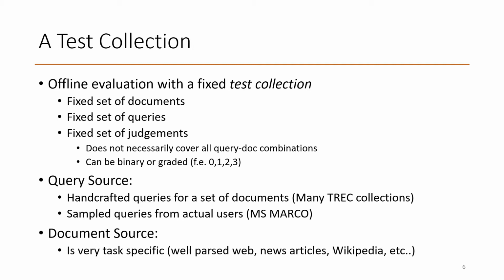The query source can vary wildly, so we can have handcrafted queries from experts for a set of documents that try to probe the collection as diverse and best as possible. Or we can use sampled queries, for example, from actual users, as is done in the MS Marco collection. And the document source is very task-specific in most cases. Although in general, I would say as a sort of theme for IR research, we focus a lot on well-parsed web text, news articles, Wikipedia articles, etc.